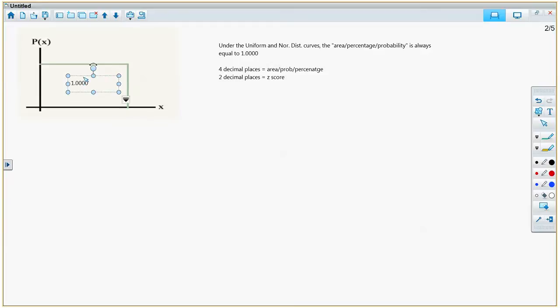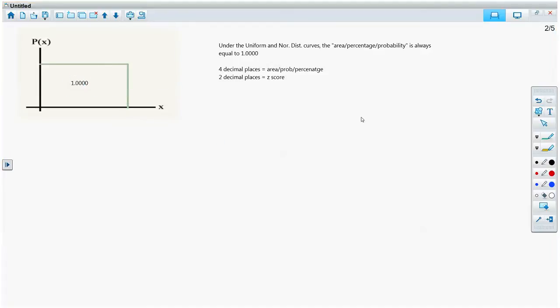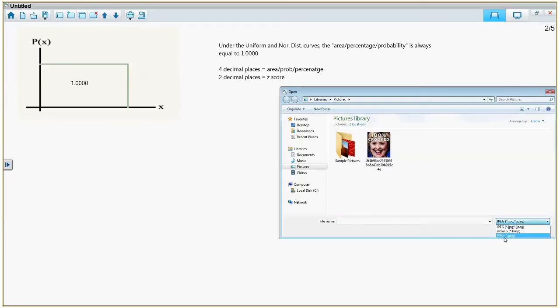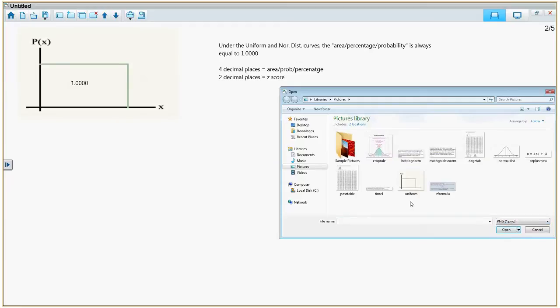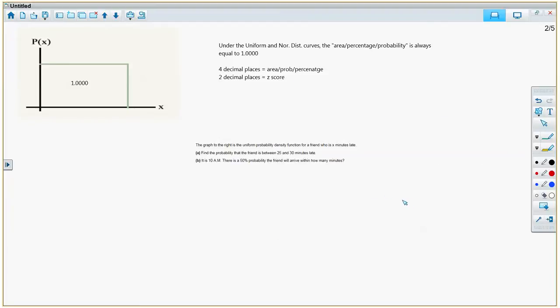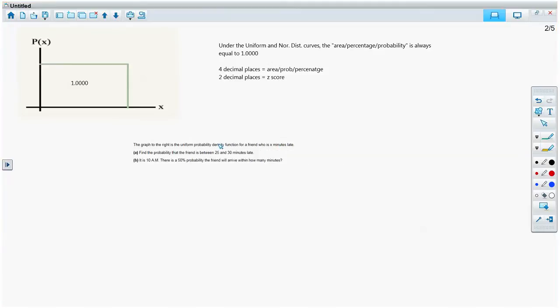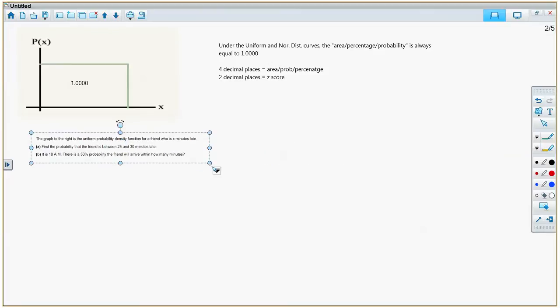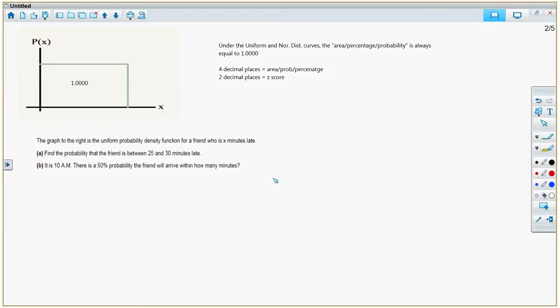Now, usually, with a question like this, let's see if I copied one. I think I did. Here's one that says time. Okay? Here's a time question. This is the type of question you're going to see on a test or homework.